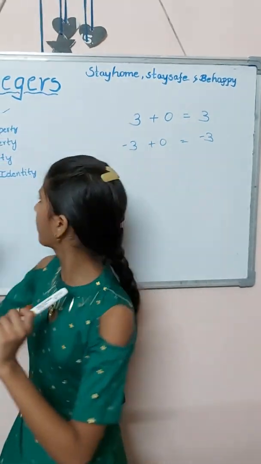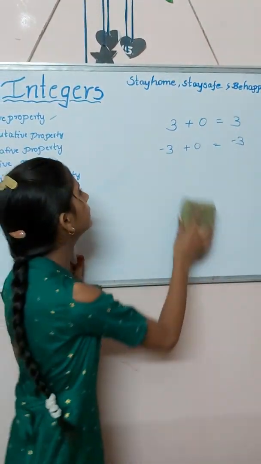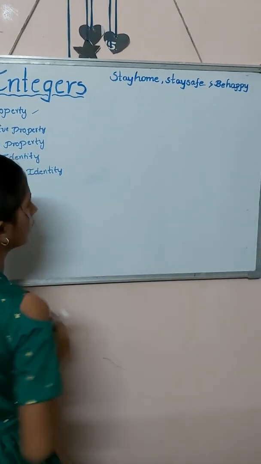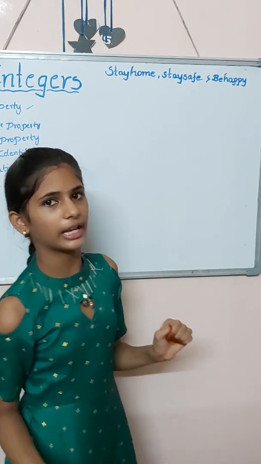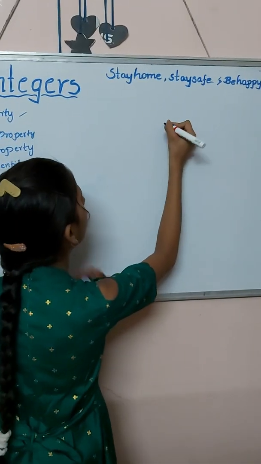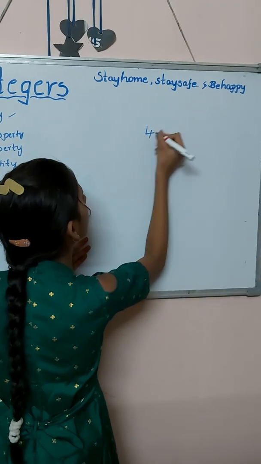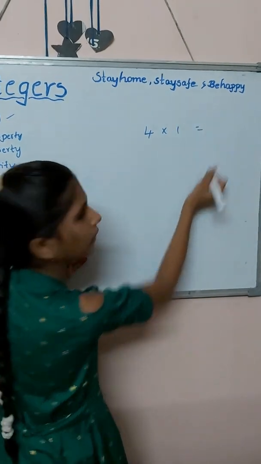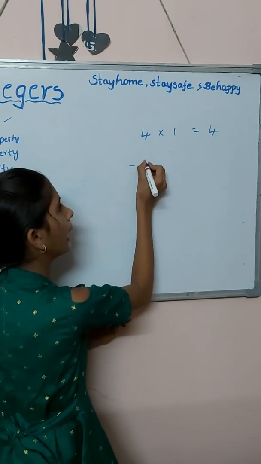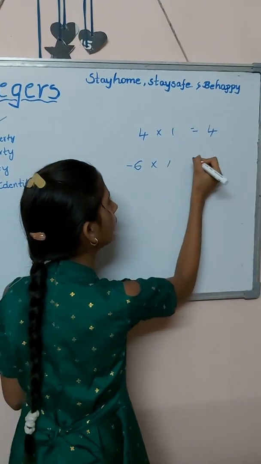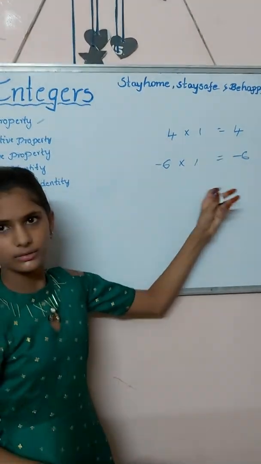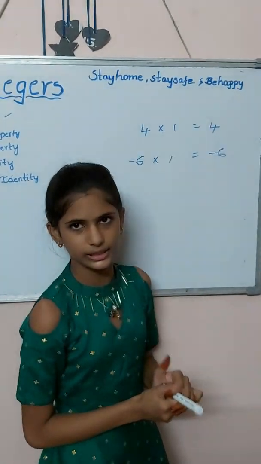Next one is multiplicative identity. When we multiply 1 with any number, that is nothing but multiplicative identity. I am taking 4 into 1 is equal to 4, or minus 6 into 1 is equal to minus 6, since minus into plus is minus, so minus 6.